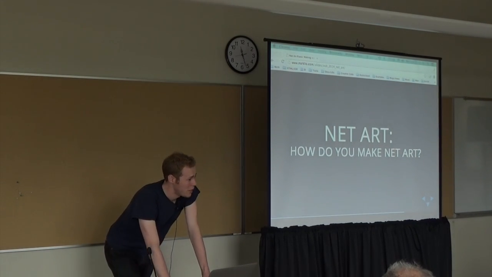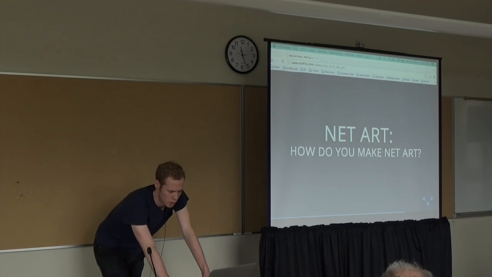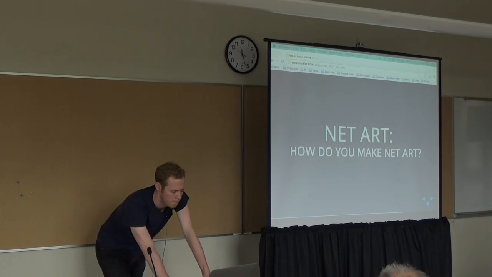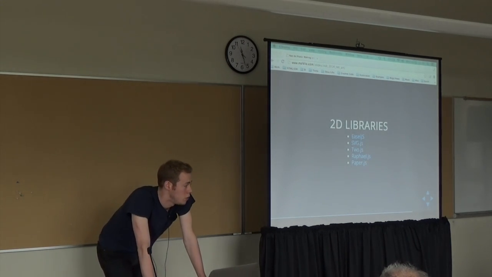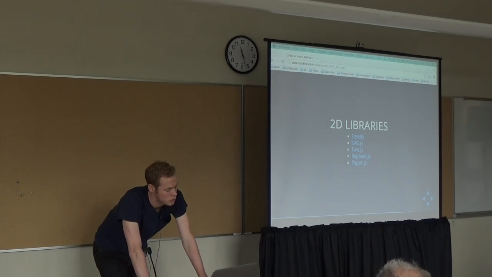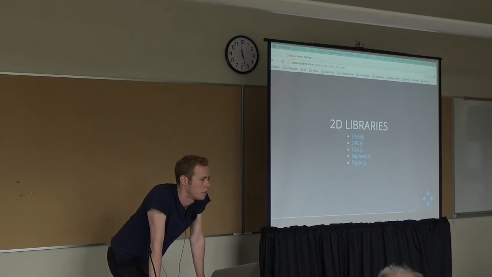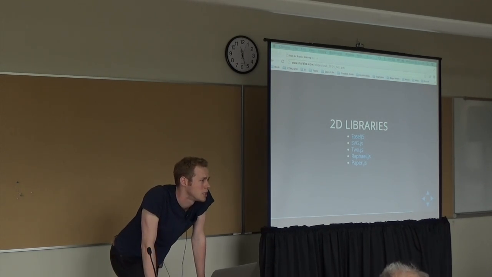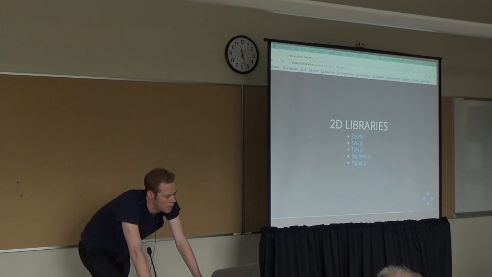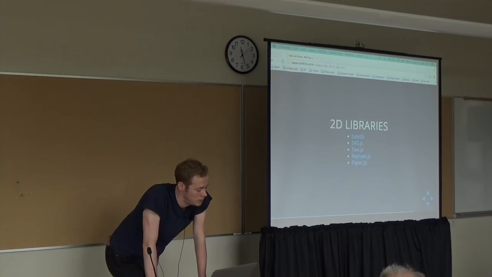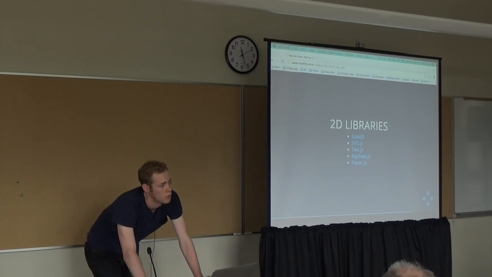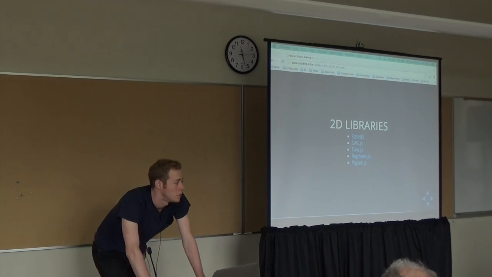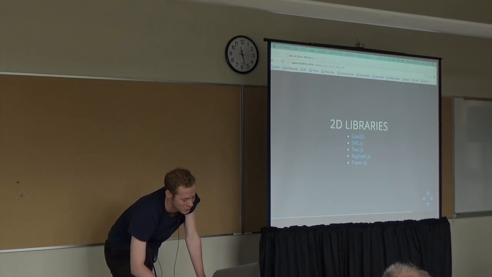Anyway, the last question is, how do you make net art? And this is where my talk goes off into the more technical side. You've got your pick of 2D graphics libraries. Some of these use the Canvas API, part of HTML5. Some of them use SVG, which I guess is part of HTML5, although I think it has a slightly longer history. In my day job, I work at a data visualization company. We do a lot of little data visualization-based websites. And these libraries are great for data visualization, if you're interested in that too.